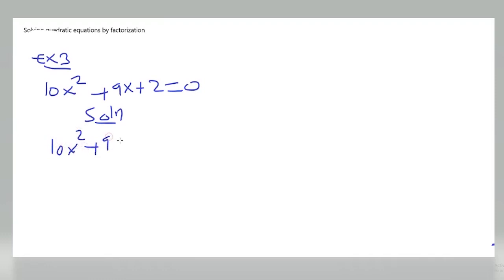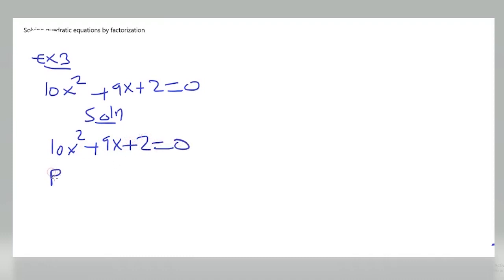You have 10x squared plus 9x, then plus 2 is equal to 0. Okay, now in here you can initially factorize by splitting the middle term, then you can proceed with the other steps. Okay, then copy this one, 10x squared plus 9x, then plus 2, this one is equal to 0.